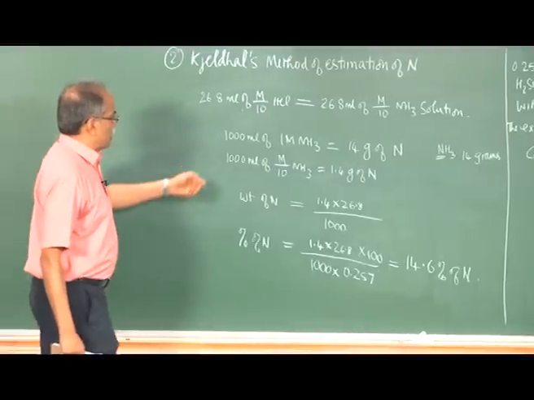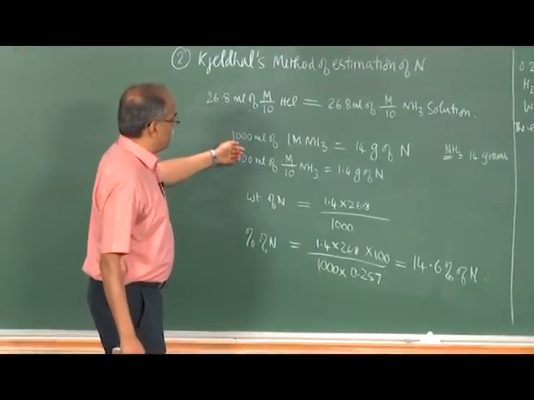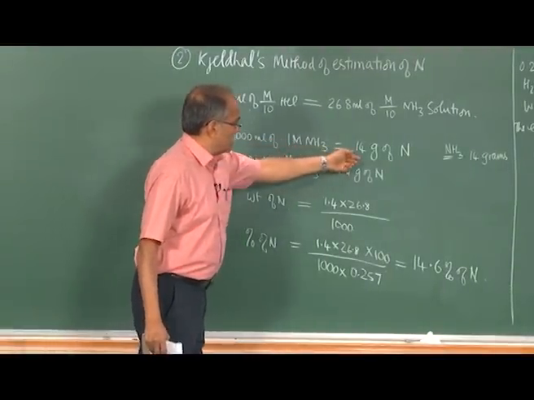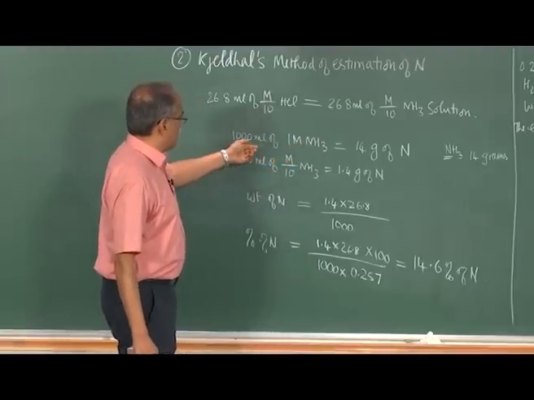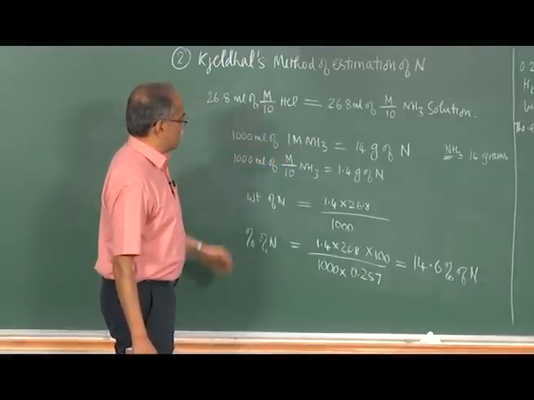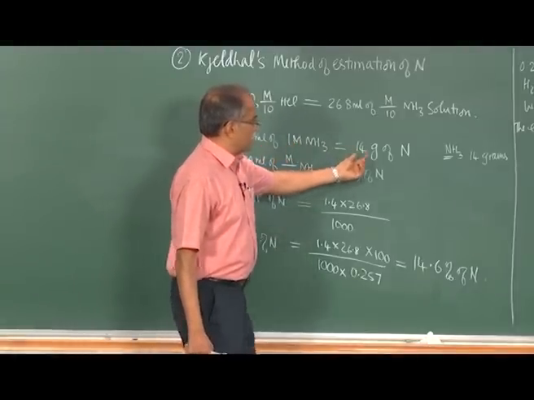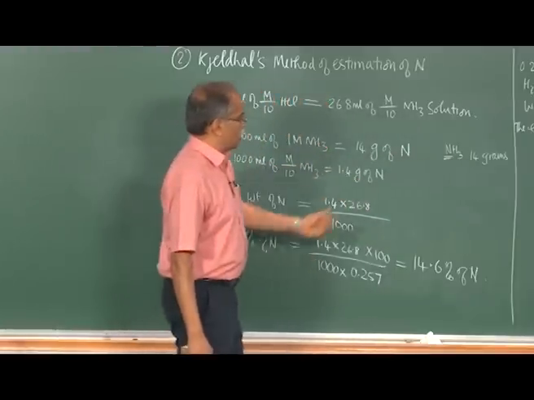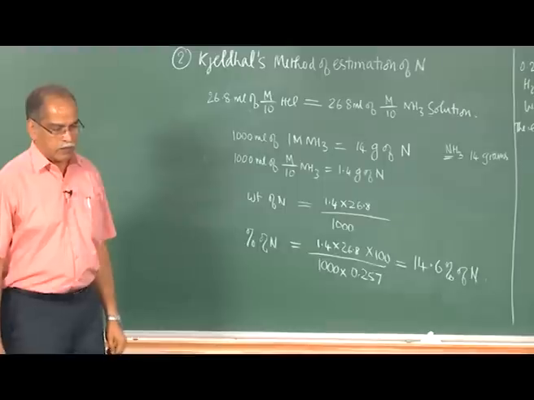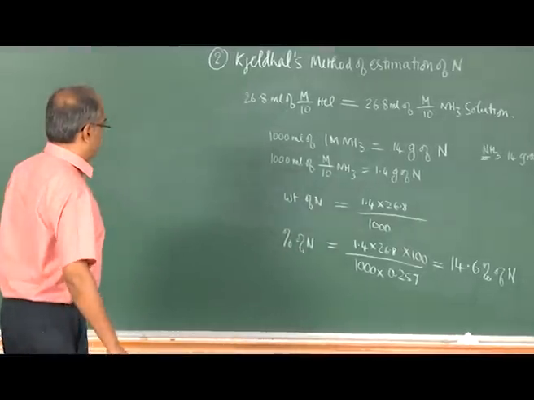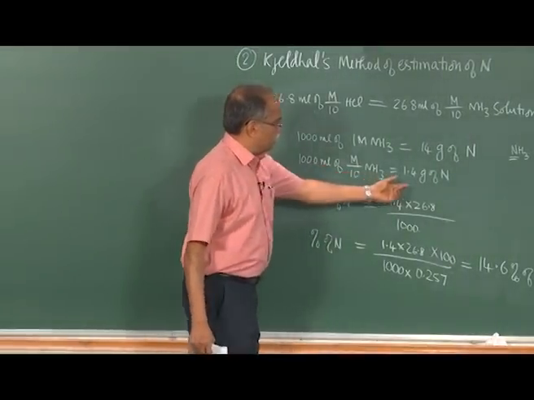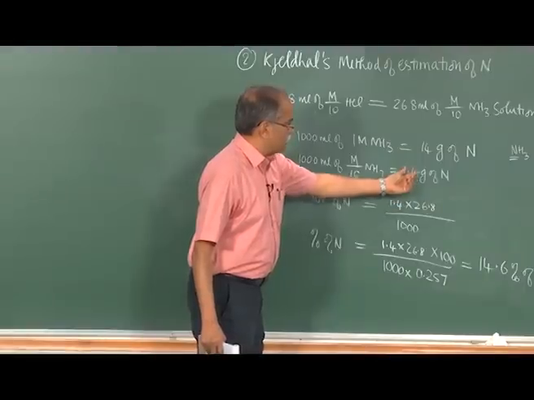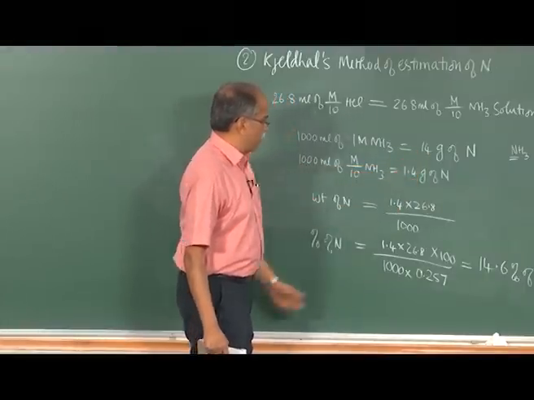Therefore, 1000 milliliters of 1 molar ammonia contains 14 grams of nitrogen, this is essentially corresponding to 1 mole of ammonia dissolved in 1000 milliliters of water. So, that has 14 grams. From the molecular formula you can tell it is 14 grams for 1 mole of the ammonia that is dissolved. So, for the M/10 concentration it will be about 1.4 grams, 1/10 of the weight will be there.